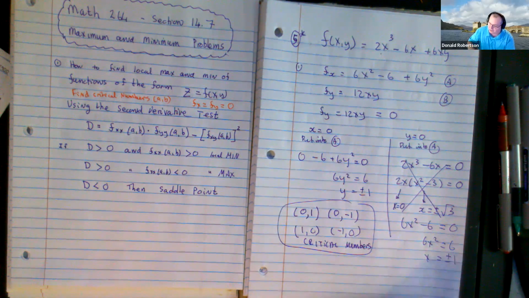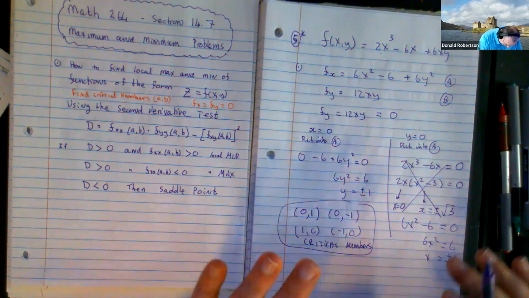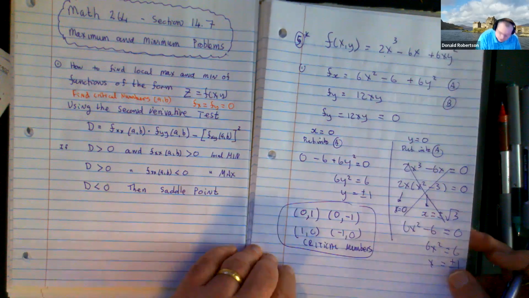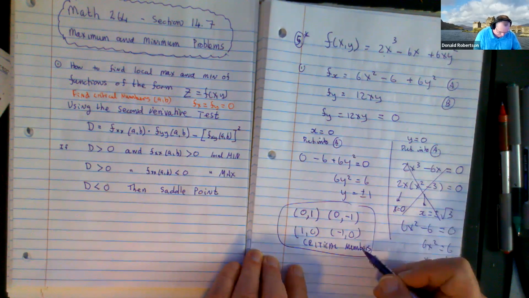I've seen questions where it's 3x plus 2y is 0 and 4x minus 5y equals 0, right? You have to solve a system of equations. Whatever you end up with, you solve it to get the critical numbers. And that's basically step 1 done, right? We got the critical numbers.